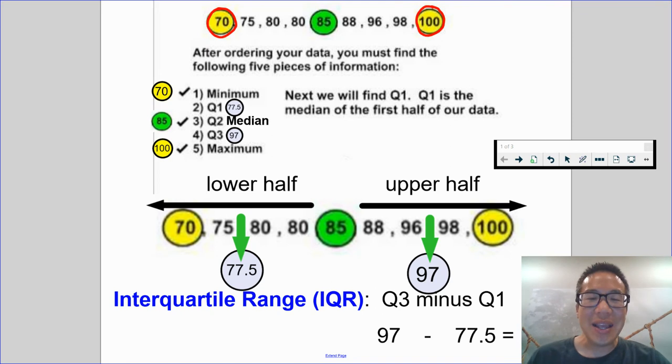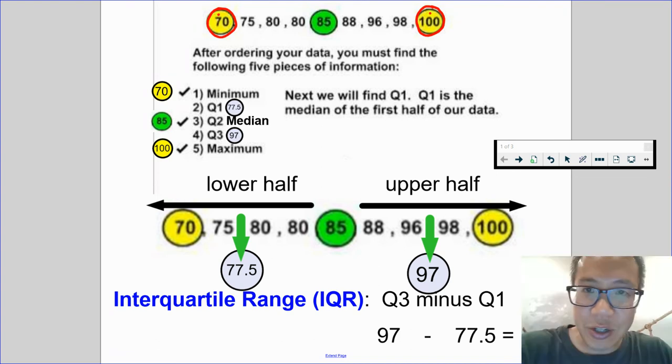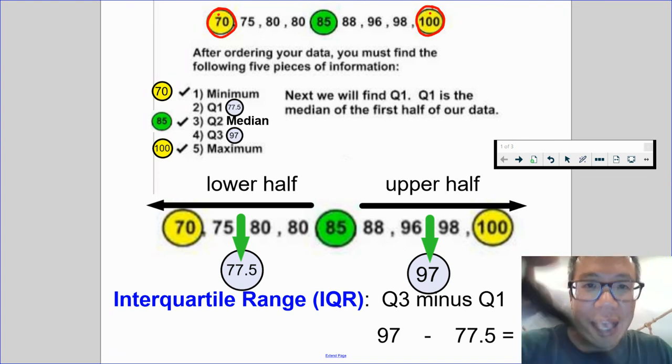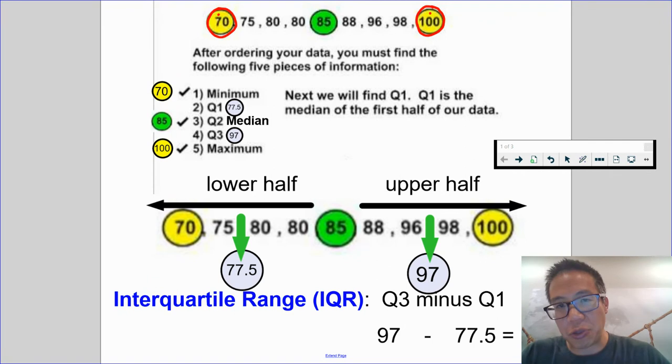Median. Median means the middle value when the numbers are in order from least to greatest. So you can tap it out until you find the middle number. As you can tell, 85 is the median. Now, this is where some kids start getting confused. Q1 and Q3. Those mean quartile 1, quartile 3.